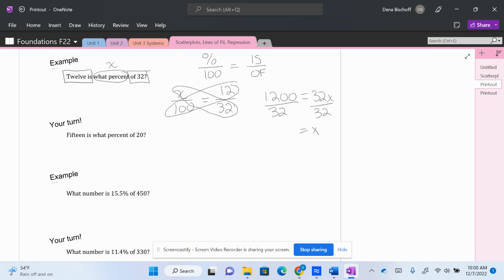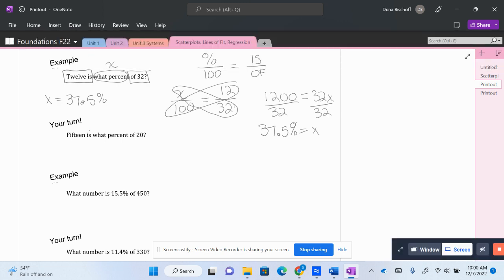I have to use a calculator. X equals 37.5%. So x equals 37.5%. Let's do it again.